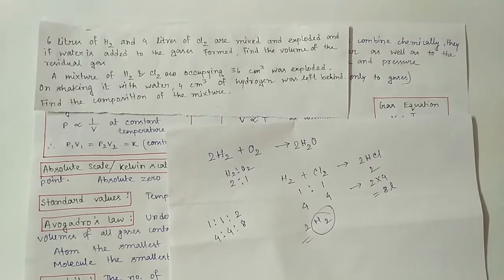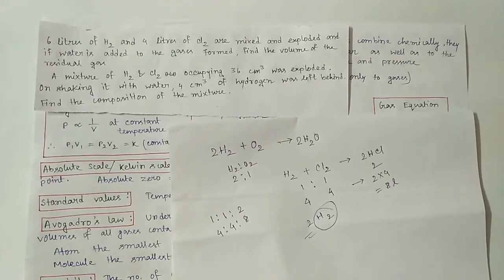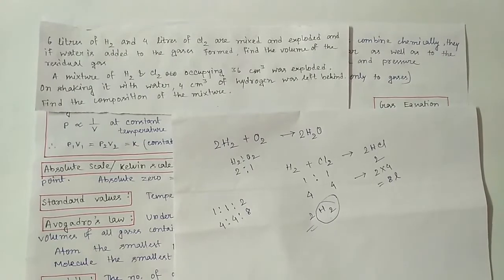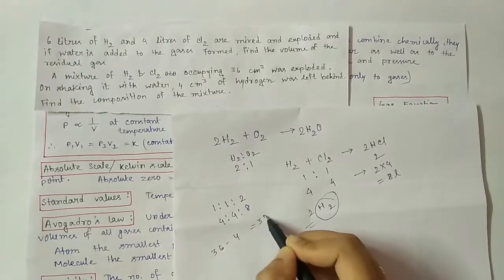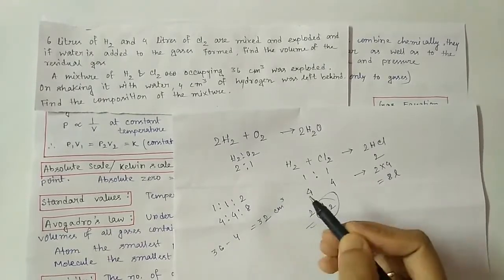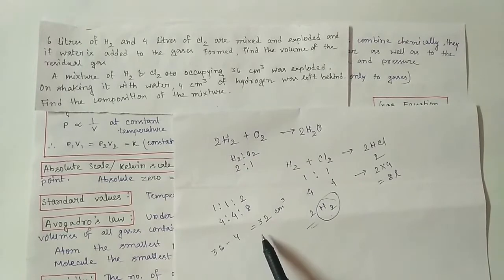Now the next question is similar. You can see, a mixture of hydrogen and chlorine Cl2 occupying 36 cm³ was exploded. On shaking it with water, 4 cm³ of hydrogen was left behind. Find the composition of the mixture. So you can see that only 4 cm³ of hydrogen was left behind. That means only 36 minus 4, 32 cm³ of the mixture of hydrogen and Cl2 reacts.